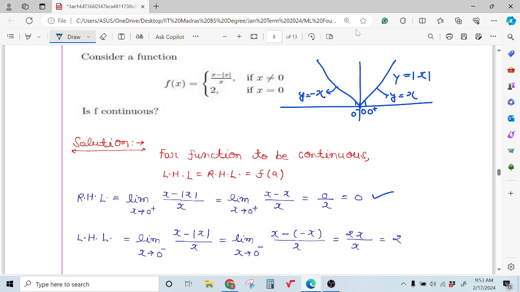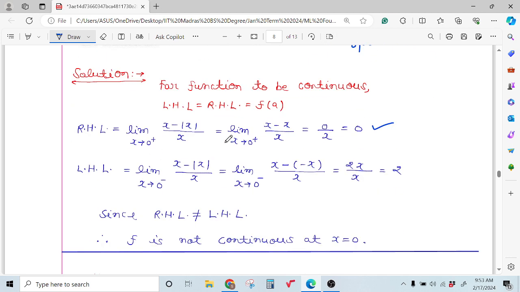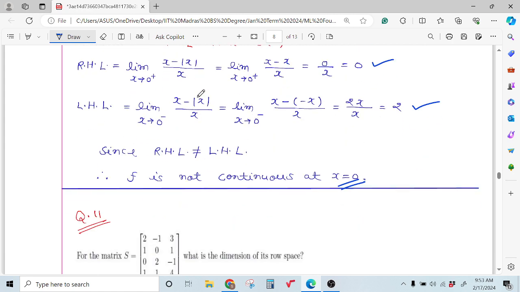Similarly, we calculate the left hand limit. To calculate the left hand limit at 0 minus, what will be the value of mod x? Mod x will be minus x. So 2x by x equals 2. Here we have seen that the right hand limit is 0 and the left hand limit is 2. Since the right hand limit does not equal the left hand limit, the function is not continuous at x equal to 0. Okay, these are the answers. Let us proceed with the next problem.